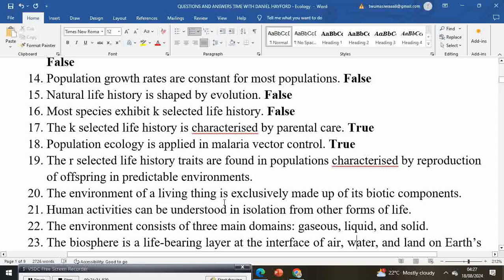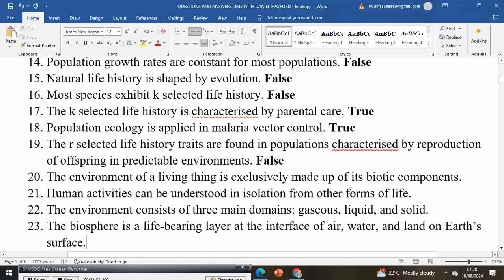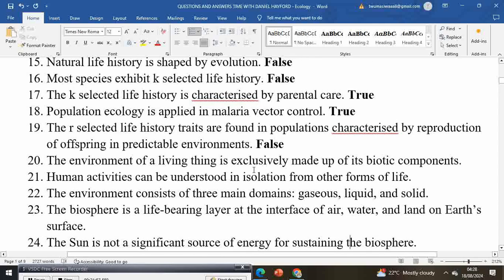Now, question number 19. The r-selected life history traits are found in populations characterized by reproduction of offspring in a predictable environment. Is this statement true or false? This is false. So what is your reason for this? You need to be able to explain why it is false. We would want to go on to indicate true or false as we've been asked to indicate. In this module, we are not explaining, even though I've tried to explain some of the questions.